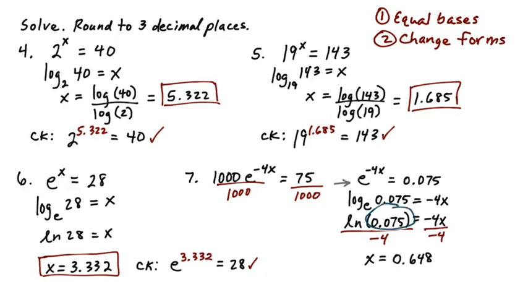You want to make sure you put this in with parentheses around this part here. And you should get 0.648. So it's a little bit more work to check this one, but you can verify that it does work. I'm going to let you do that. Let's go ahead and move on to the next problem.